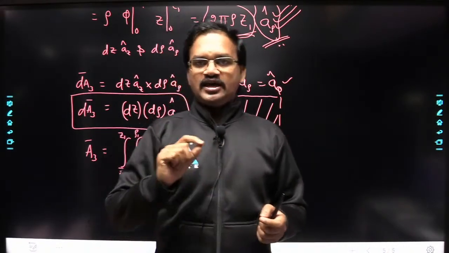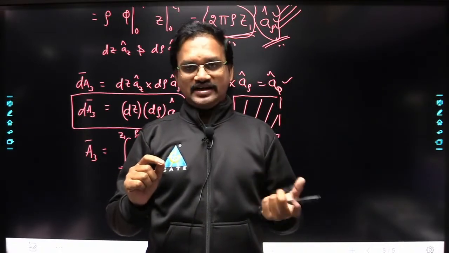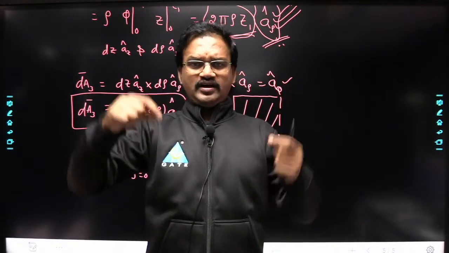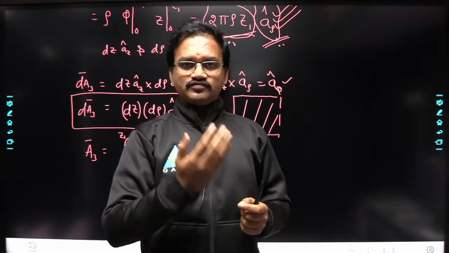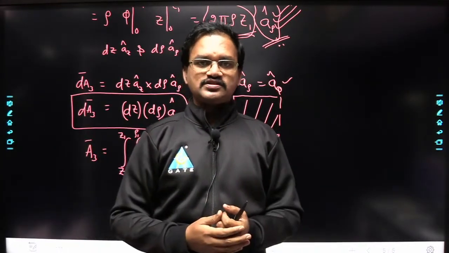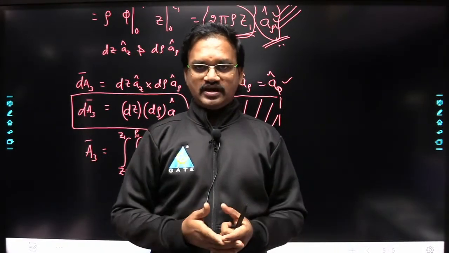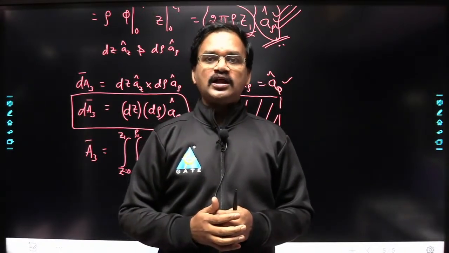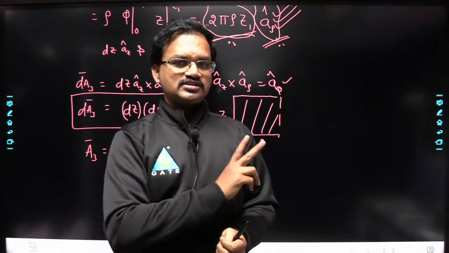Understood? Next, keeping rho constant, if you vary phi and z, you are going to get the curved surface of the cylinder. And what is the direction of the curved surface of the cylinder here? It is given by the unit normal drawn to that surface. If you draw the unit normal on the curved surface of the cylinder, it is going to point along the a rho cap direction. So this is the second surface we got.